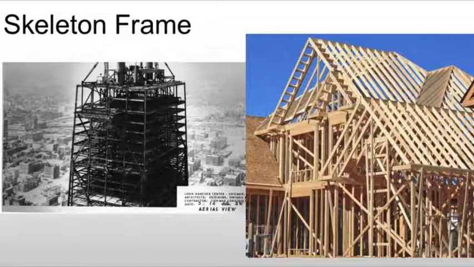We're building that bracing first and then working around it. In commercial applications, this is often or almost always going to be steel. In residential, it's almost always wood. The difference is cost and the strengths of the materials.